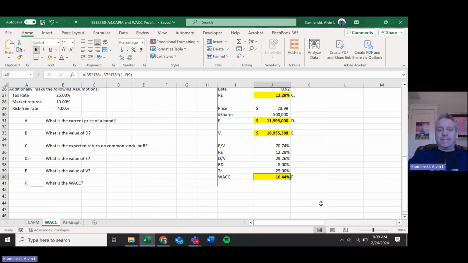10.44% is what we would expect in total from our portfolio mentality for investors, 70% of whom are equity and demand 12-ish%, 30% of them who are demanding around 8%. And that's how you calculate the WACC.